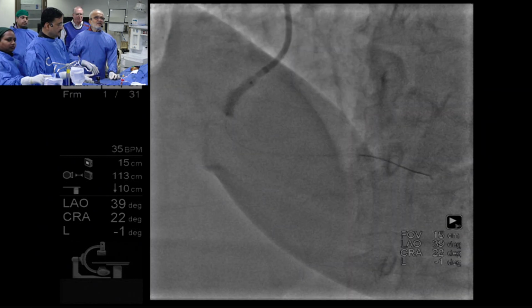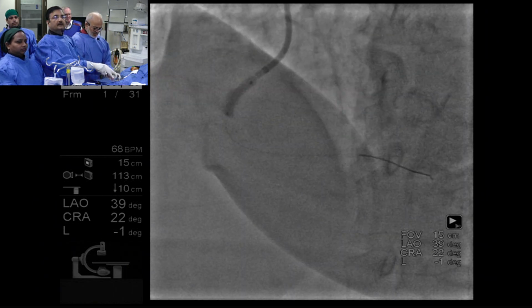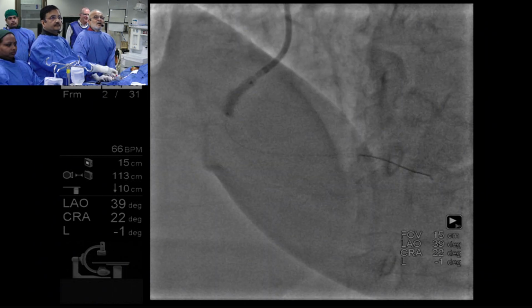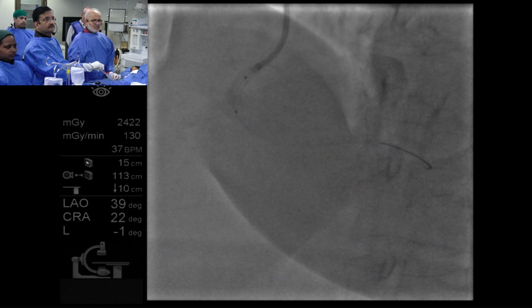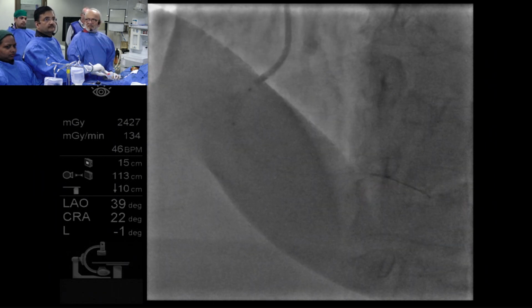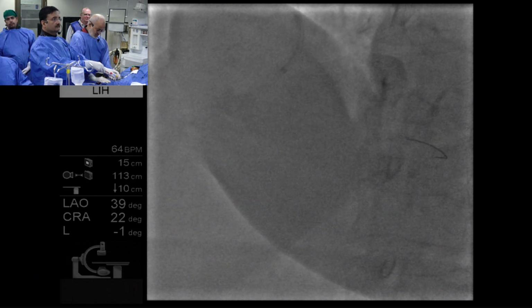Lovely. Deflate. Yeah, so because we are occluding. Yeah, bradycardia, no problem. Wait for some time. Sometimes what happens is the guide catheter inadvertently goes in and the SA nodal branch is occluded. That can give rise to SA nodal ischemia. Okay.